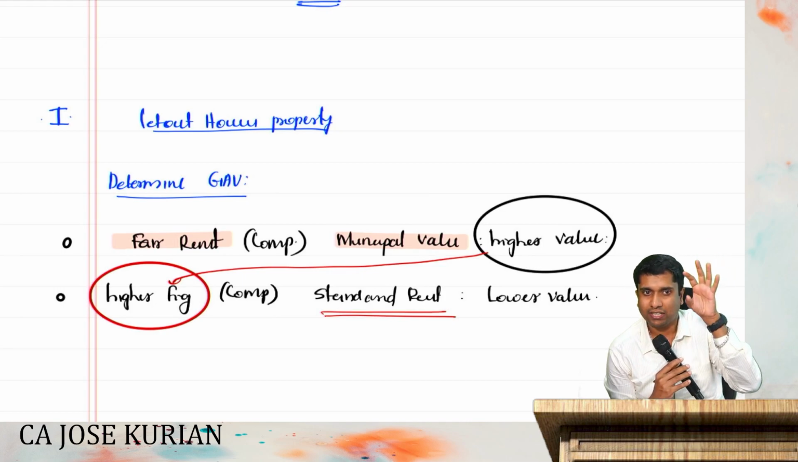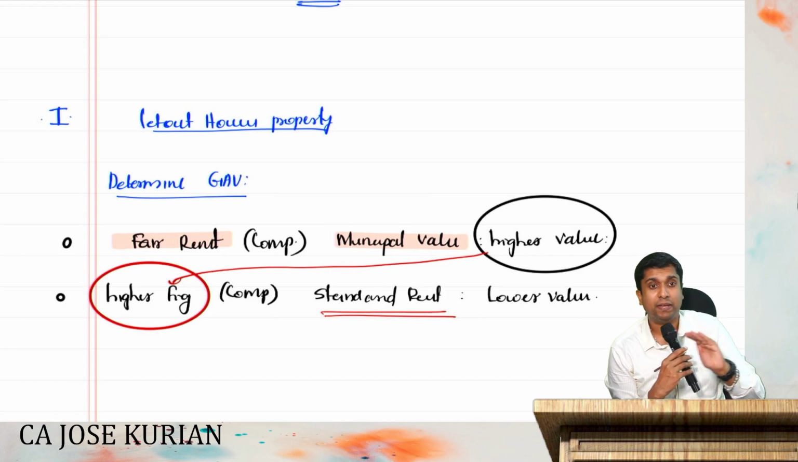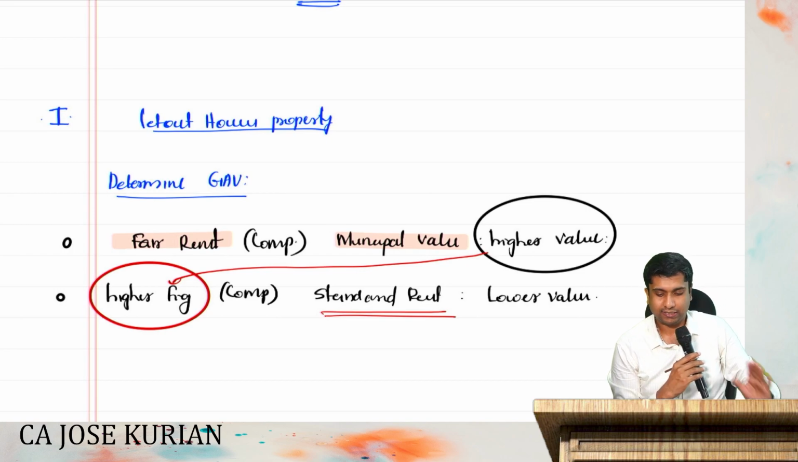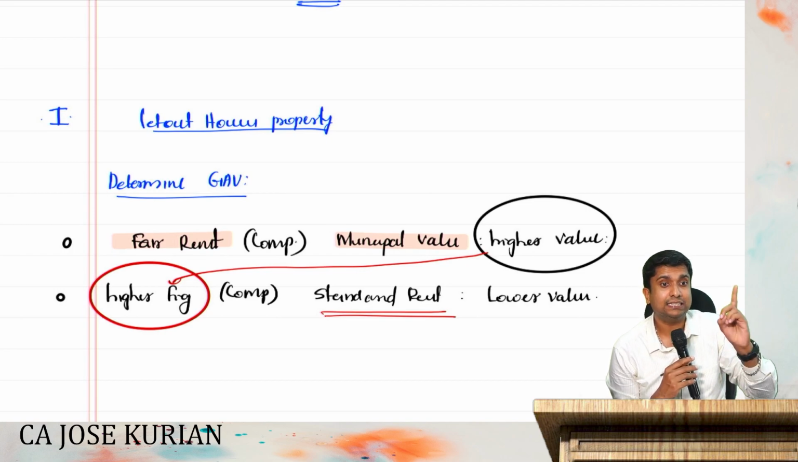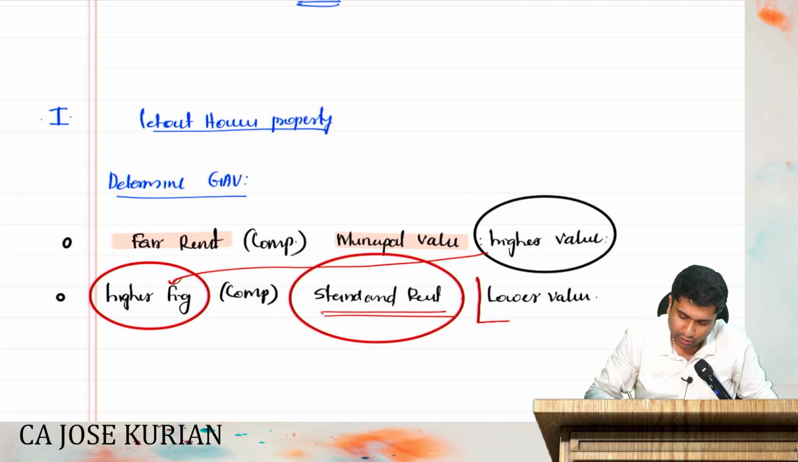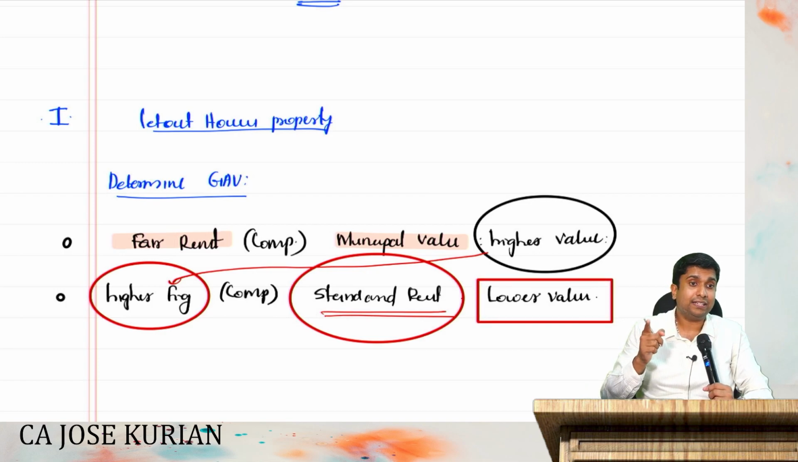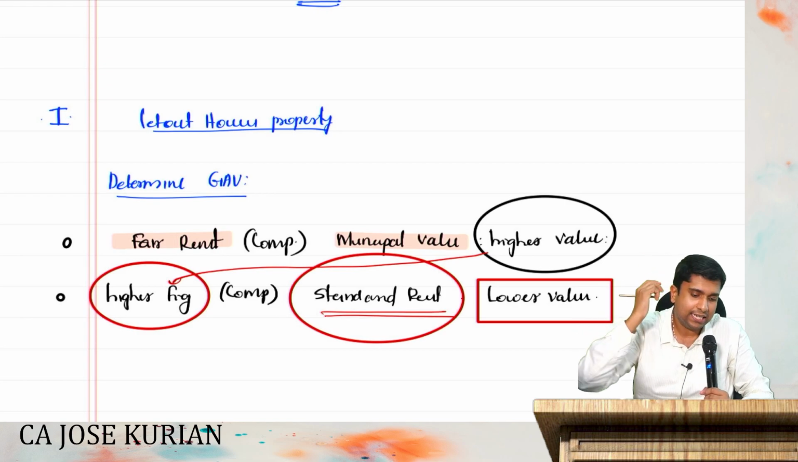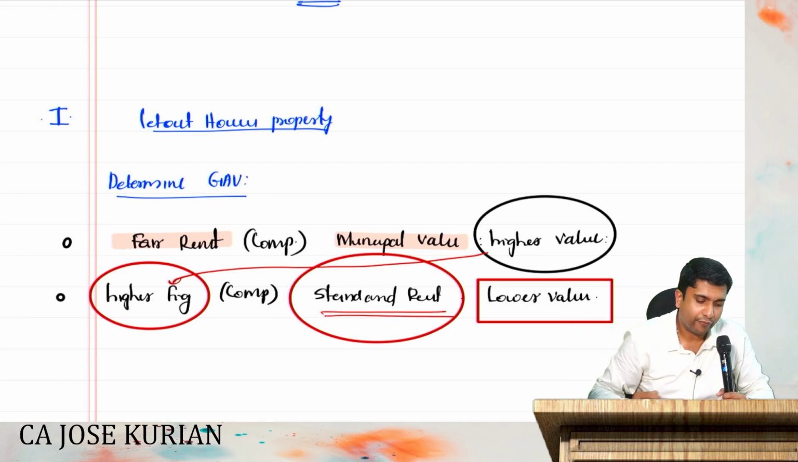According to the Rent Control Act in India, there is a maximum amount of rent that a person can charge from a particular property. That is said to be what? Standard rent. So you compare standard rent and the higher figure and pick what? The lower figure. Are you all listening? Standard rent means rent which is given according to the Rent Control Act. So you pick the lower figure.